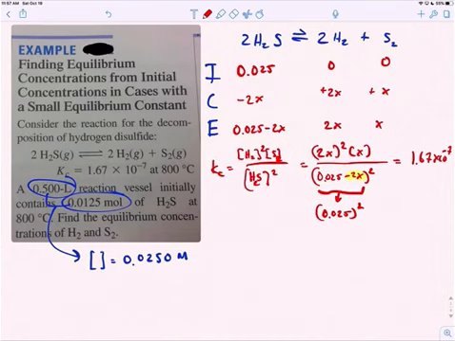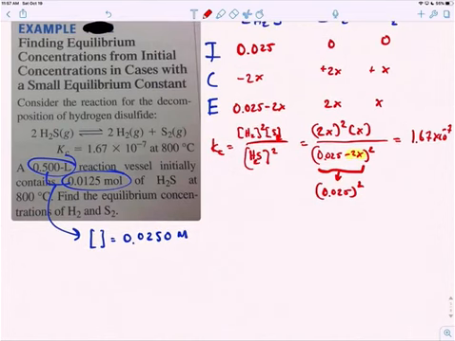So because of that, we can just discount that 2x and say the 0.025 minus 2x, you know what, that's about 0.025. And now our math becomes much easier. So we're going to have 2x squared times x. This is 4x cubed over 0.025 squared equals 1.67 times 10 to the minus 7. So this is after we applied the x is small approximation.